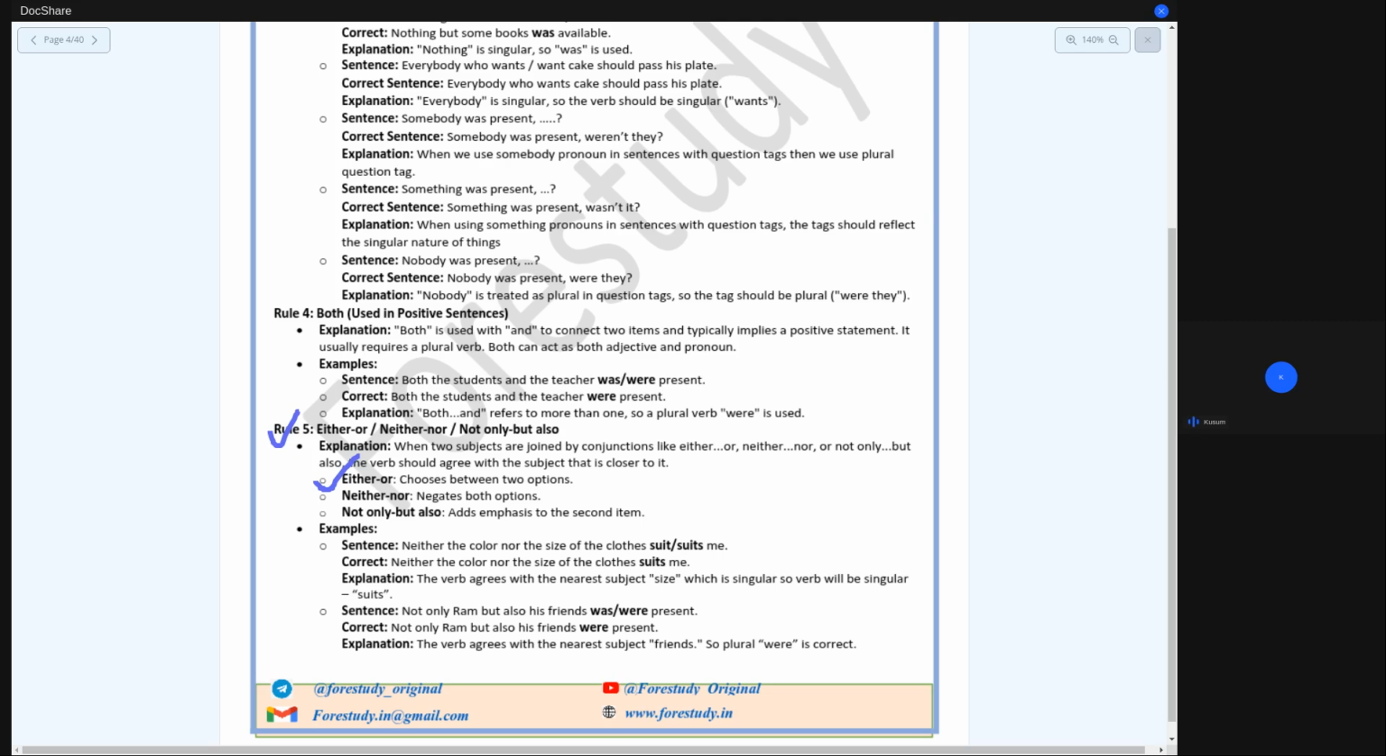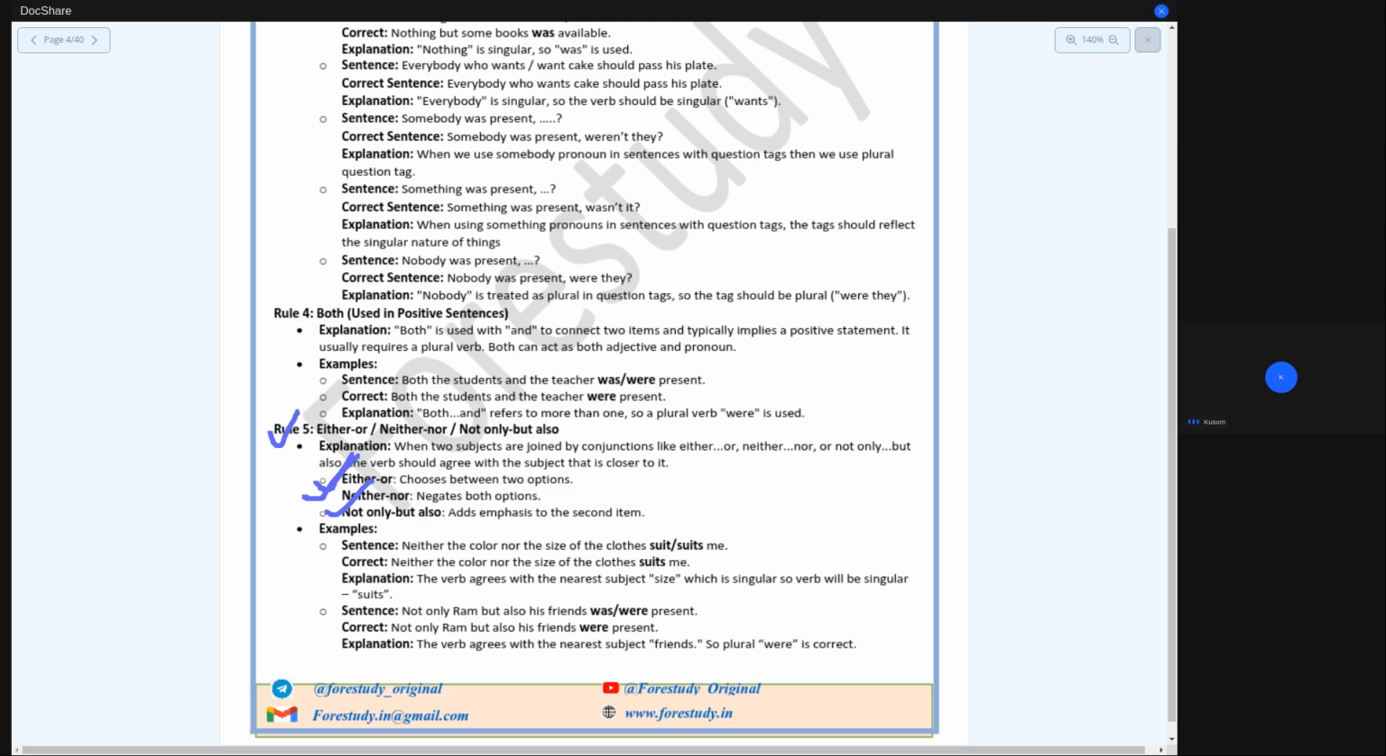Not only but also is used to add emphasis to the second item, showing that both items are true or applicable, with the second often being more significant or surprising. For example, she is not only intelligent but also very kind. So we are emphasizing on her kindness. Okay? See? So we are emphasizing on her kindness here.